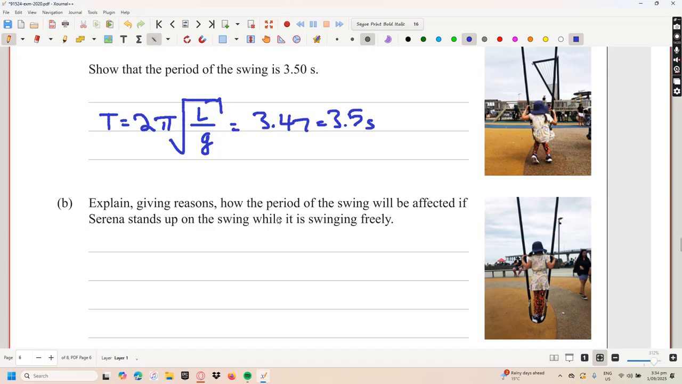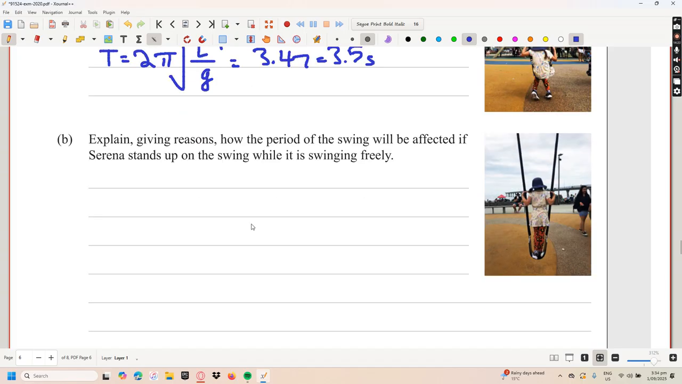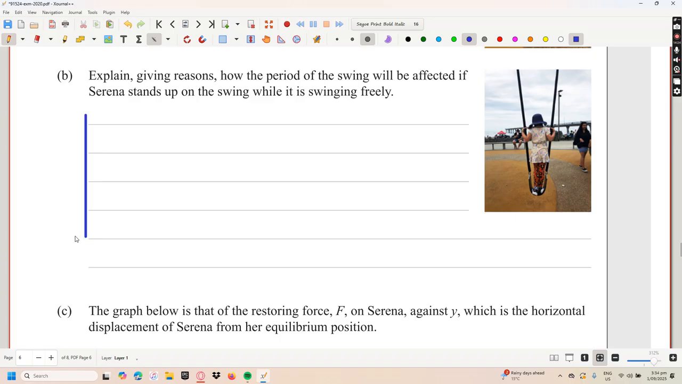Explain, giving reasons, how the period of the swing changes when Serena stands up. Consider the swing beforehand. Serena's sitting down, whose center of mass is about here. This is the length of the swing initially. Consider the swing after she stands up. Well, the swing's still the same length. However, her center of mass is probably more so about here. You can see looking at the diagram, it's probably about there. And so really the effective length of the system is less.